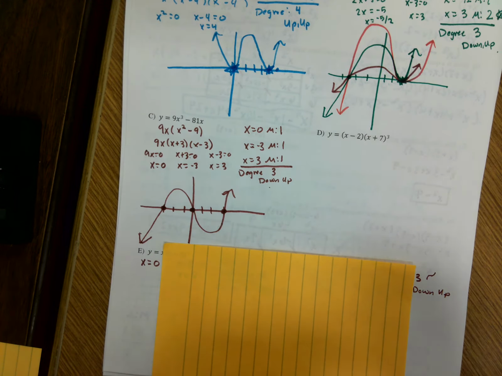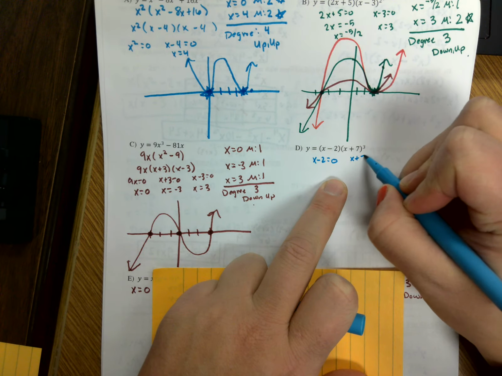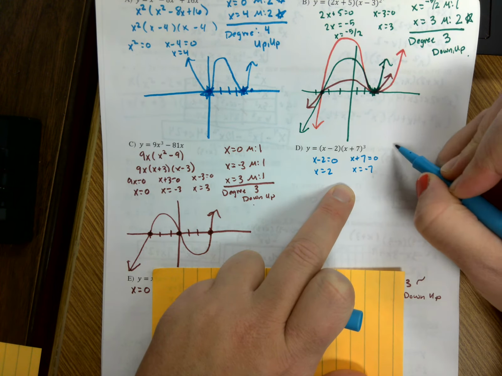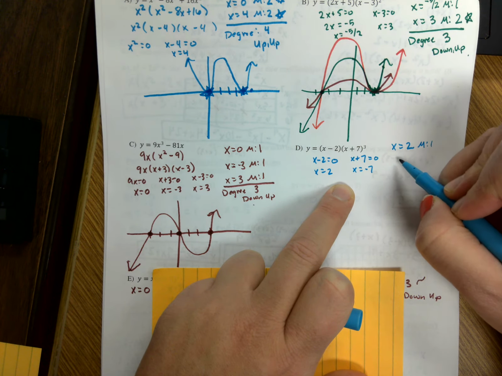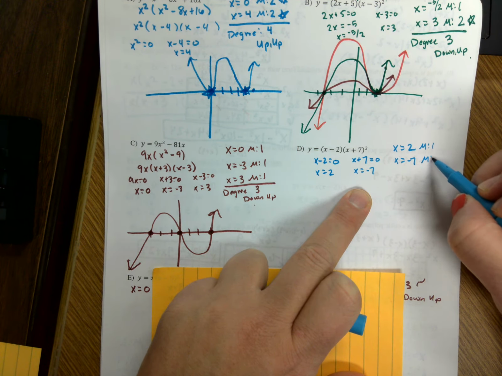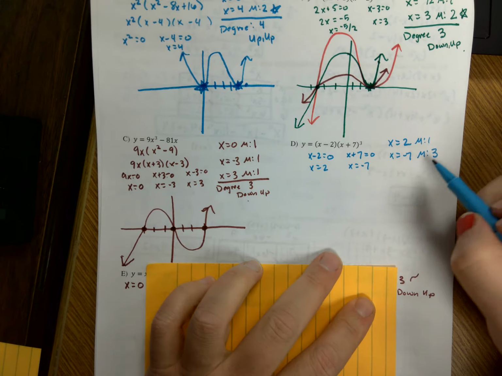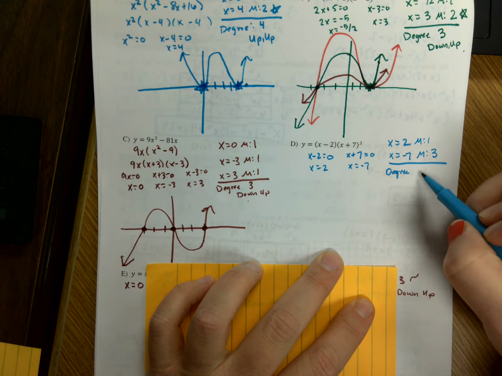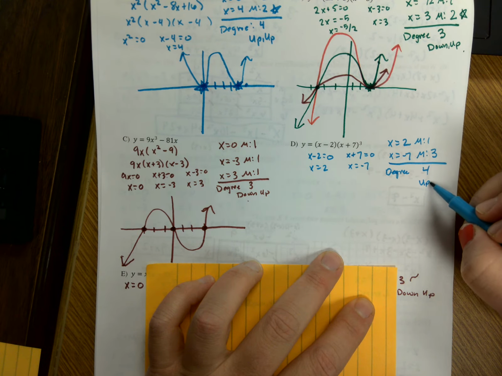D, it's already factored for us. X minus 2 equals 0. X plus 7 equals 0. So x equals 2. X equals -7. X equals 2, that happened one time, so that has a multiplicity of 1. X equals -7, that happens 3 times. Ooh, this is a little bit different now. Just a little bit though. So when I look for my degree, 1 plus 3 is 4. So it's even. So it's going to be up, up.